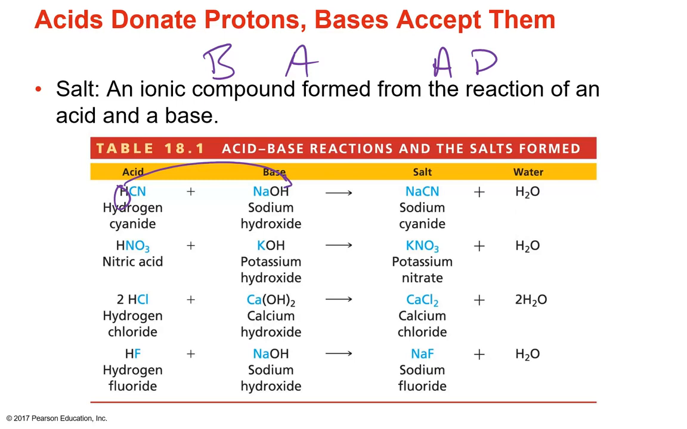And then we have nitric acid, HNO3. It gives its H to, in this case, potassium hydroxide. And so you form potassium nitrate and water. Hydrochloric acid and calcium hydroxide gives you calcium chloride. So everything here is a salt because it's the ionic compound that forms when you mix the acids and the bases. For every pair of acids and bases, you're going to have a different salt.